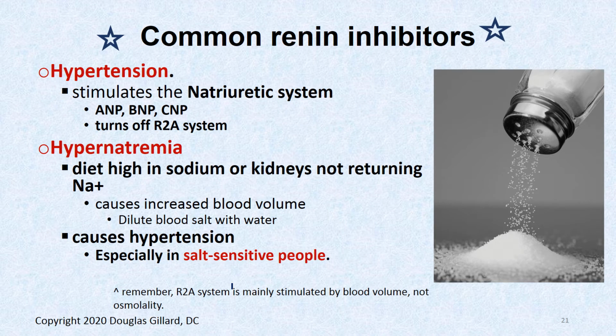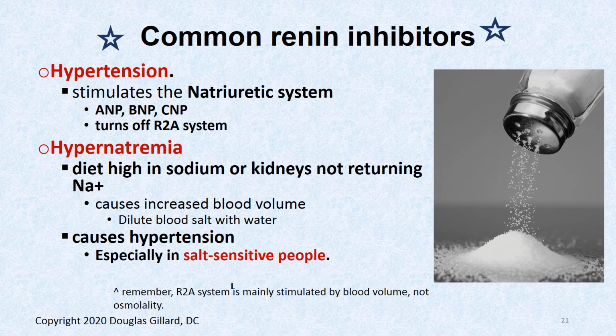How about some inhibitors of angiotensin II? How about some inhibitors of renin? In other words, inhibitors of the R2A cycle. Hypertension, of course, will stimulate the release of the natriuretic hormones like ANP, BNP, and CNP, and those all work against angiotensin II and turn that off.